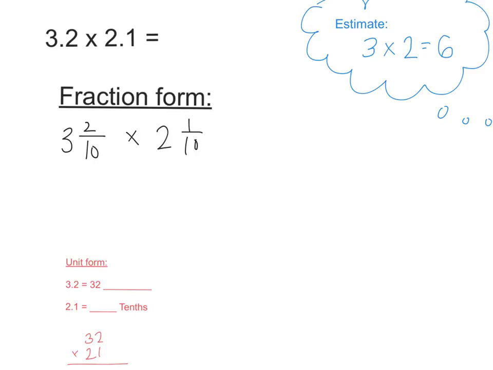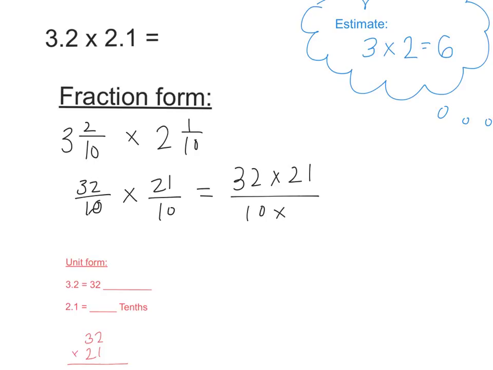Now, if I want to change those to improper fractions so that I can multiply, how do I do that? 3 wholes is how many tenths? 30 tenths. And then plus 2 is 32 tenths. And then the same thing over here. 2 wholes is how many tenths? 20 plus 1 is 21 tenths. So over here in fraction form, I have 32 times 21 over 10 times 10.